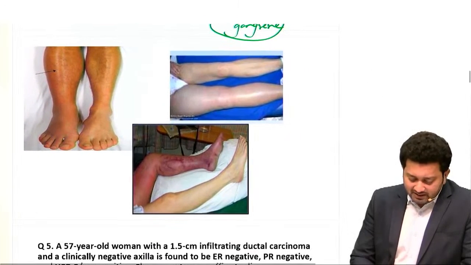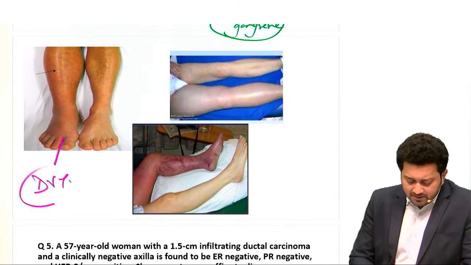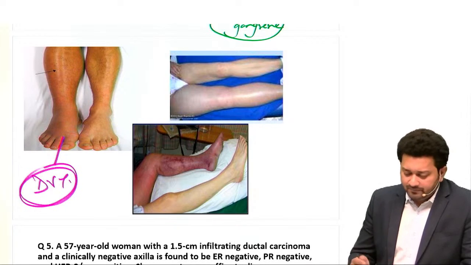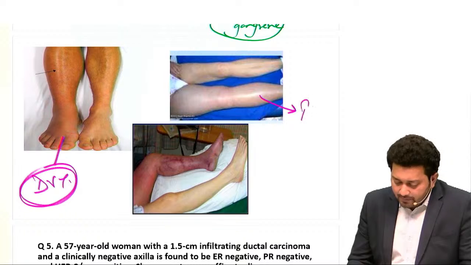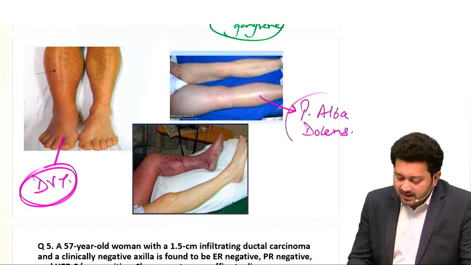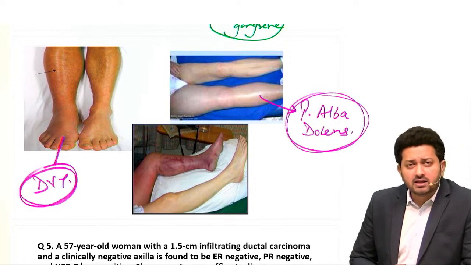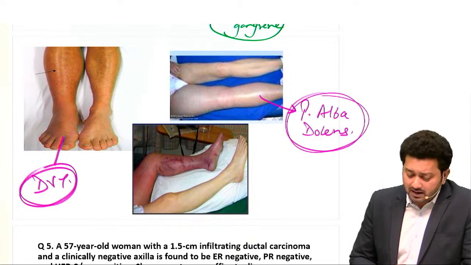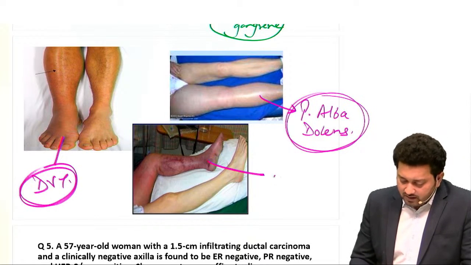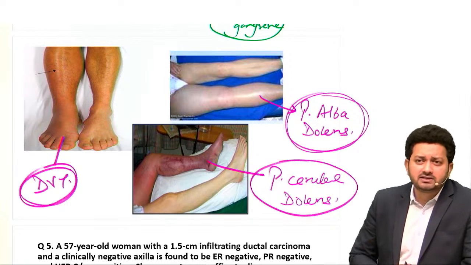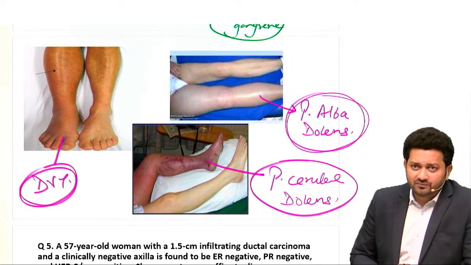Usually this is how a normal DVT appears, in the calf. There is redness, erythema, tenderness, pain. This is Phlegmasia alba dolens. That is mainly because of DVT of the femoral vein leading to edema, and the whole leg edema can lead to this pale appearance. And this blue leg is Phlegmasia cerulea dolens, and cerulea is obviously more dangerous. Both alba and cerulea are dangerous.